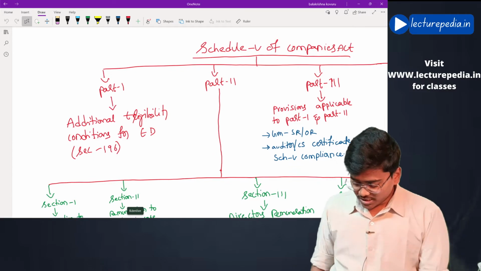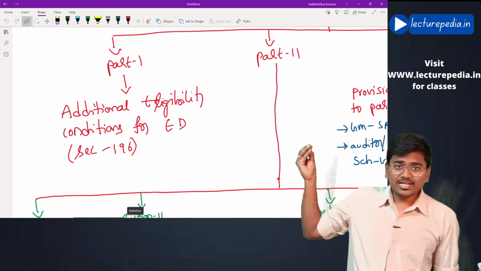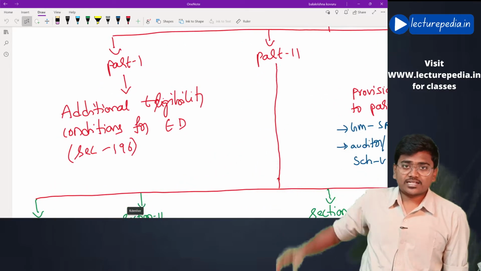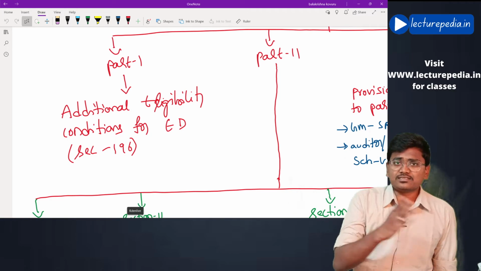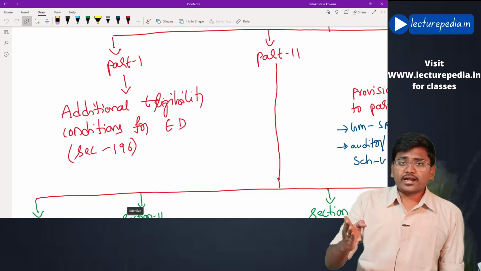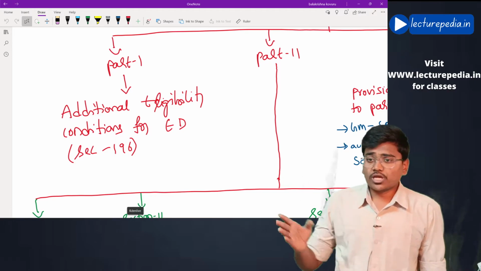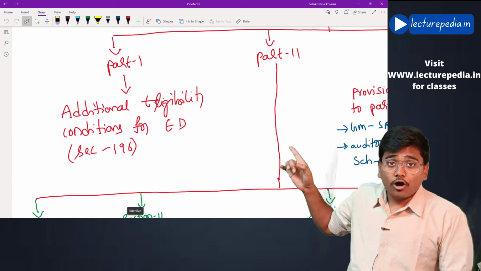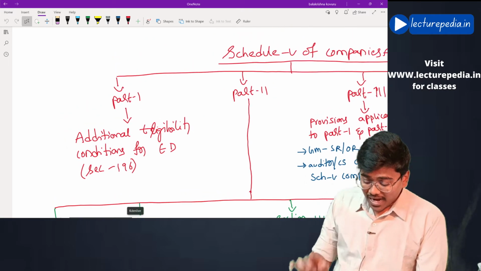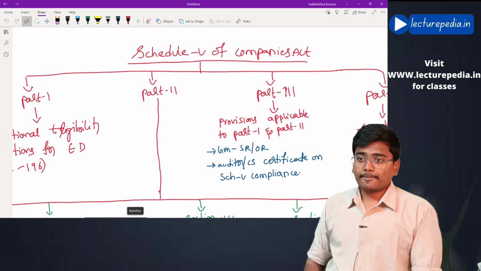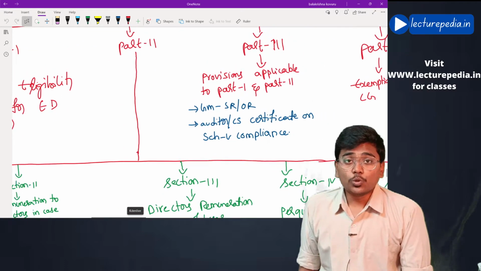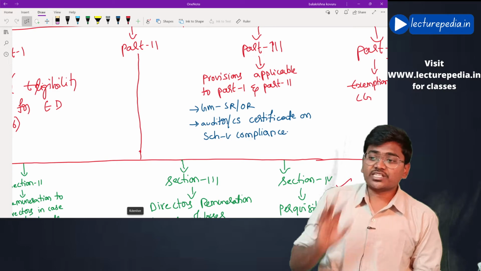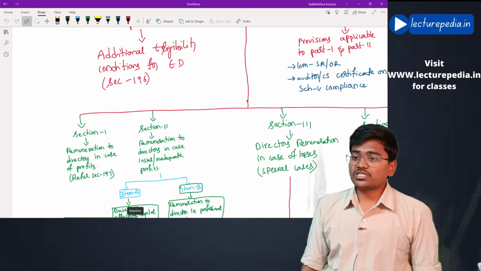Part 1 deals with additional eligibility conditions for executive director, which we have already discussed under section 196. That 3 conditions, that is COFEPOSA Act and 19 specified acts. Okay, all those additional conditions are prescribed in part 1 of schedule 5. Okay, moving to part 2. This part 2 can further be divided into 5 sections. Section 1, section 2, section 3, section 4, section 5.